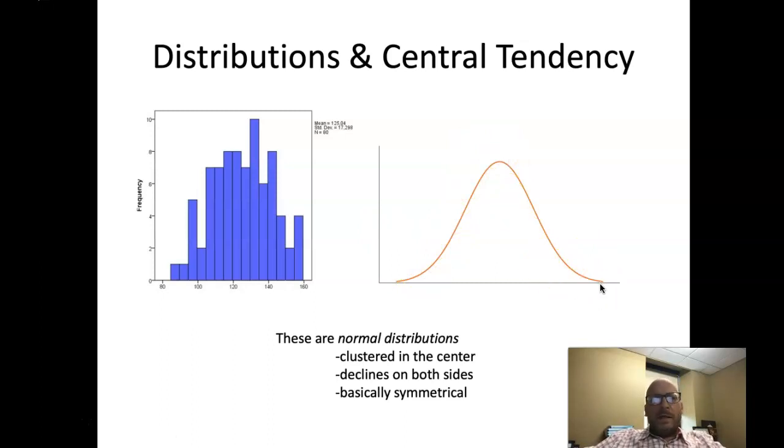Anyway, what makes these guys normal distributions is that they are clustered in the center. So most of the people are in the middle. They decline on both sides, not just one side. And it's more or less symmetrical. Now, this guy is generated by an equation, so it's perfectly symmetrical. But this is what it looks like in real life. And you can see it's not exactly symmetrical, but there's some theoretical reasons why we can be pretty flexible and say, yeah, that looks normal-ish. And we can just kind of run with it.